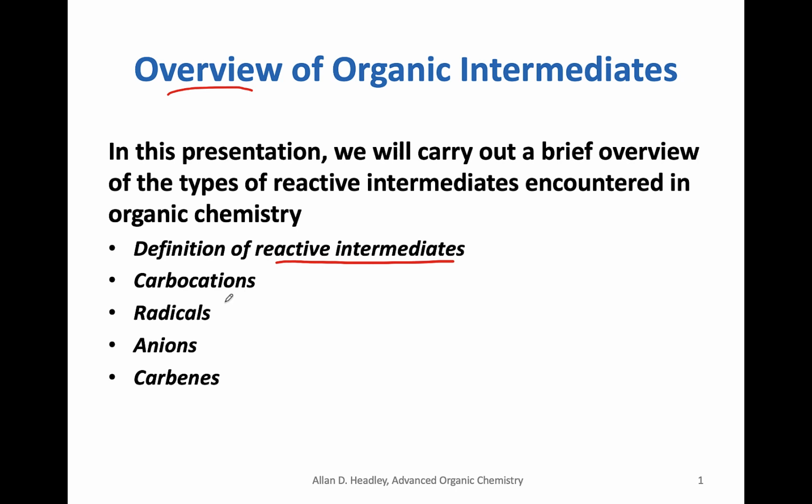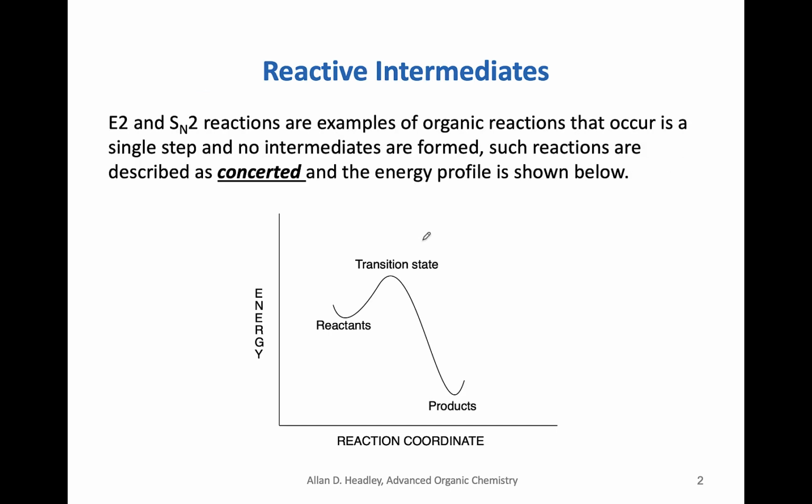Most we have seen from undergraduate organic. These include the carbocations, radicals, the anions, and carbenes. Before we start, however, let us look at a specific type of reaction that we covered in undergraduate organic, and that's the concerted reactions. So we have here the E2 elimination, bimolecular elimination, and the SN2, which is bimolecular substitution reaction.